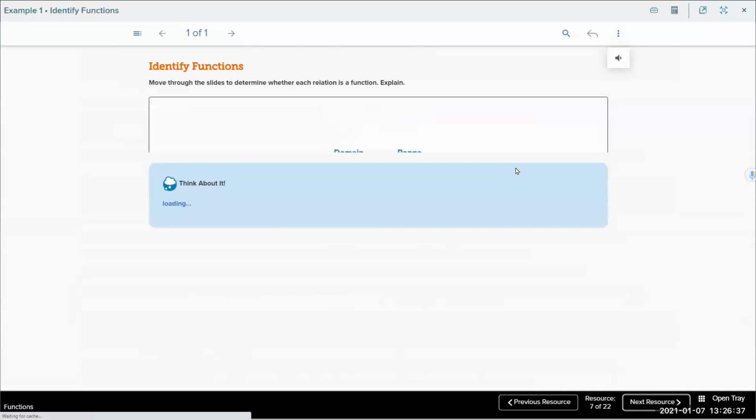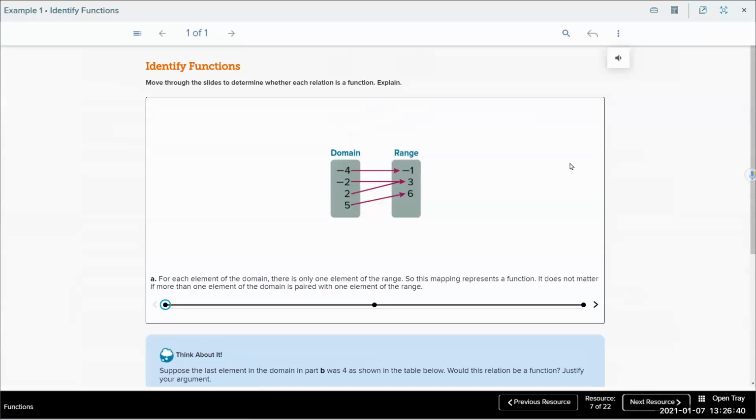All right, so now let's identify some functions again. This is all about mappings, and a function is all about what's going on with each member of the domain. Do they get paired with exactly one member in the range? -4 is paired with one member of the range. -2 is paired with one member of the range. +2 paired with one member of the range. And 5 paired with one member of the range. It's that simple. Just don't let your mind get distracted by other things. Every one of the domain has exactly one partner in the range.